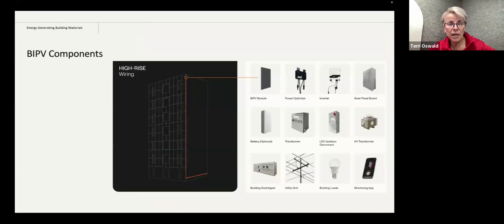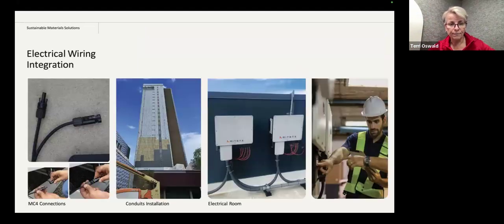So the components for a BIPV system are the exact same as a rooftop. You have your optimizer, you have your transformer, you've got your switch gear. It's all the same. As I said, the only difference is instead of an angled application on a rooftop, you're looking at a vertical application in a building's facade. The electrical wiring is the same. They are connected in series. You could have 15 panels connected to each other. It's a simple male-female connection.